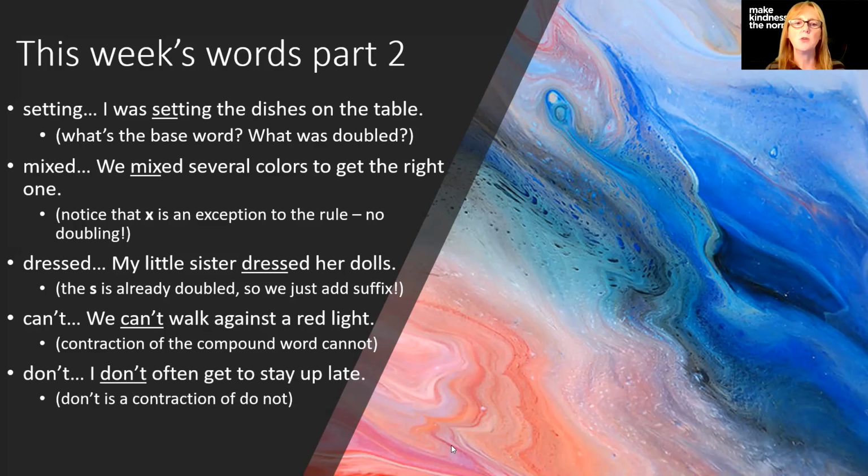Don't. I don't often get to stay up late. Don't is also a contraction. This time it's a contraction of the words do not. We're going to put those together. The apostrophe takes the place of the O in the word not, the second word.